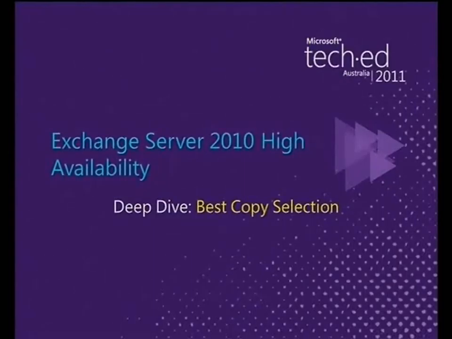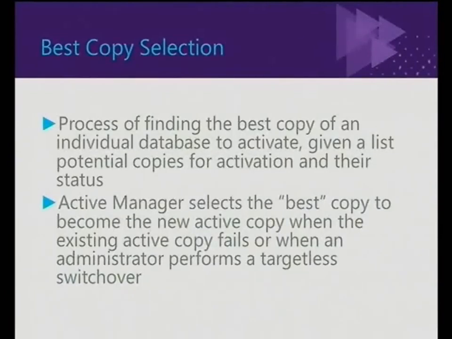And in fact, that process is called best copy selection. How many of you have heard of this process before? Okay. Now we're going to go deep into that process because it's really the linchpin of how Active Manager provides that corrective action. Yes, it can deal with a server failover, but even when a server fails, you're really talking about just activating databases from that server on one or more other servers. And that process is called best copy selection. It's the core function, aside from monitoring, that Active Manager does.